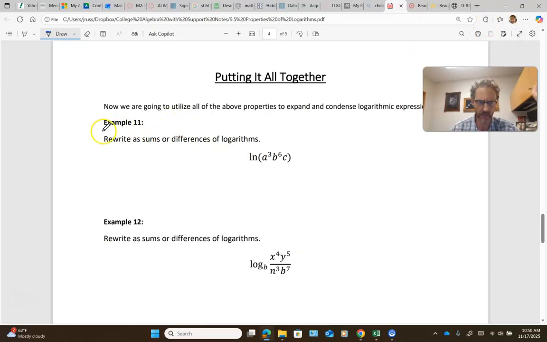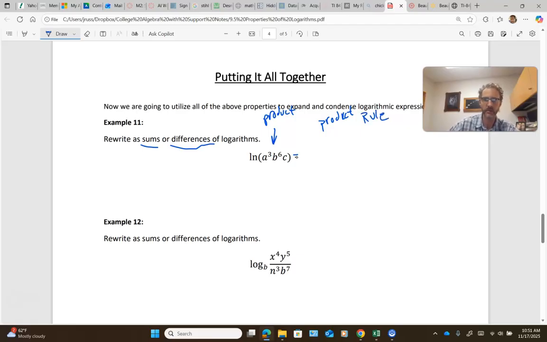If you look at this example, it says we want to rewrite or re-express this logarithm as a sum or difference. Well, technically sums or differences of logarithms. In other words, that just means expand this. And to do this one, we're going to utilize the product rule, because if you notice, the argument of this logarithm is a product. It's a product of these three different factors here, a cubed, b to the sixth, and then c.